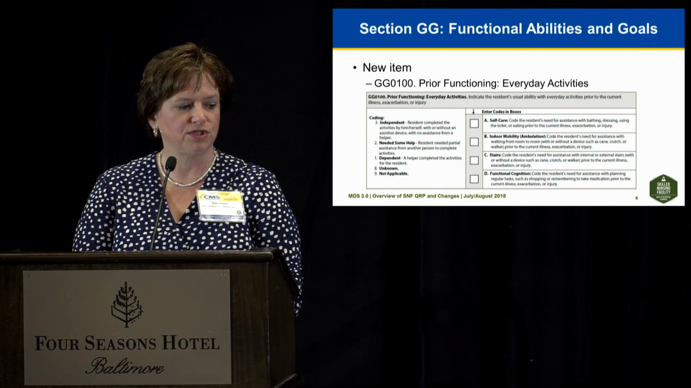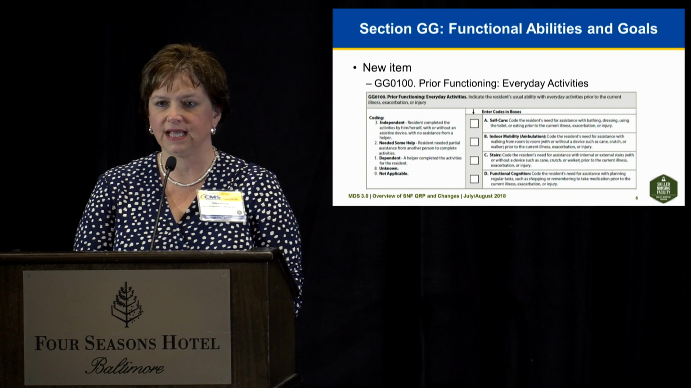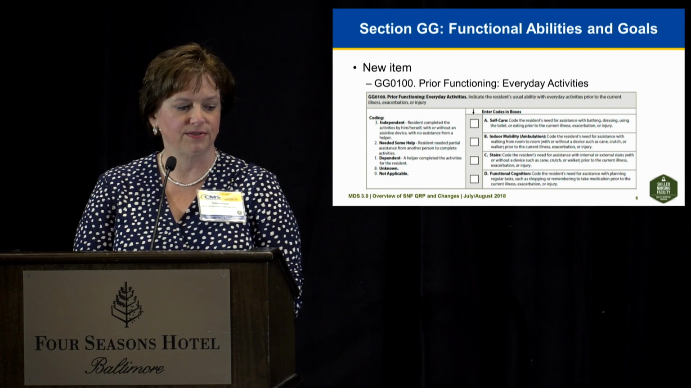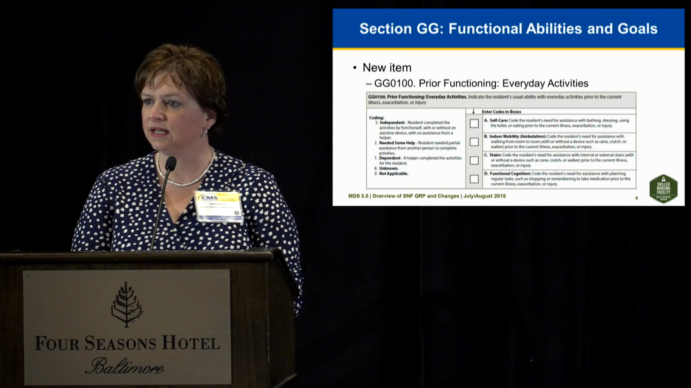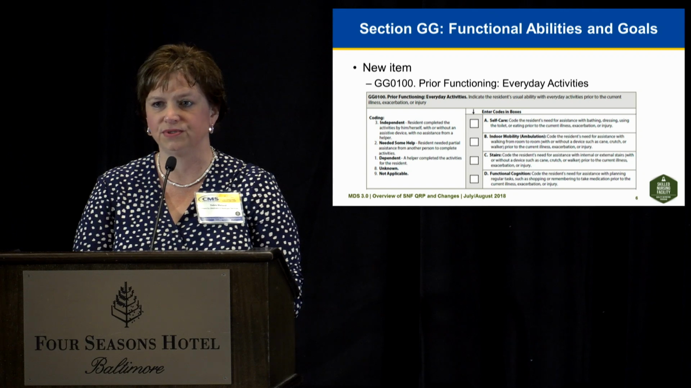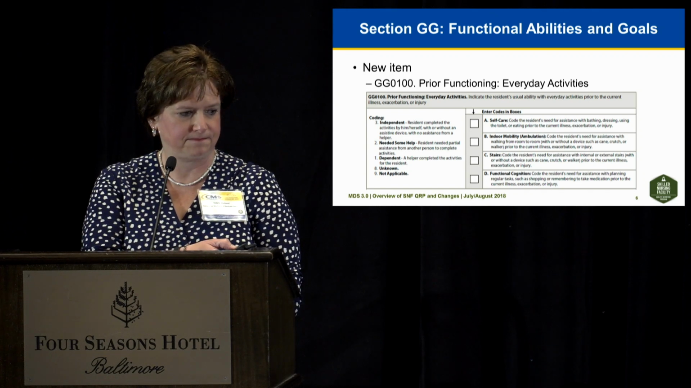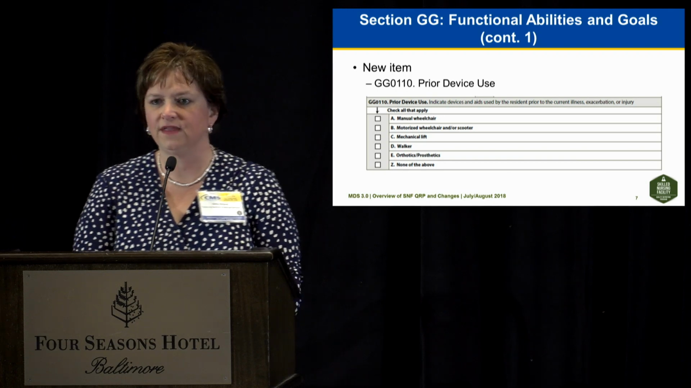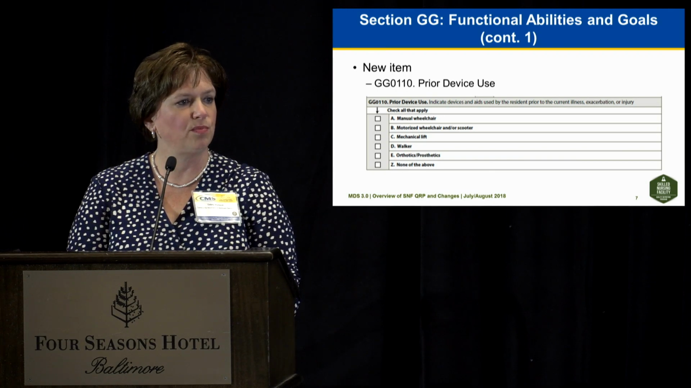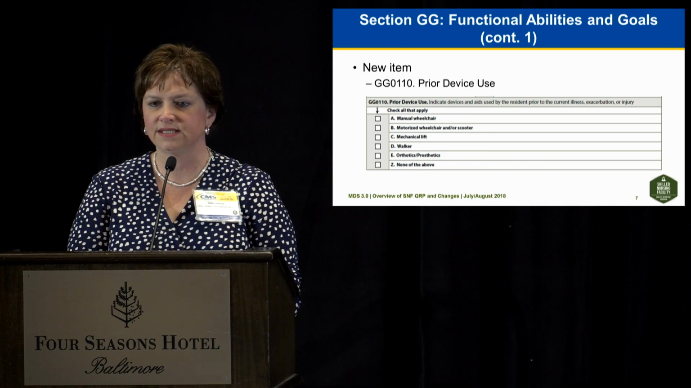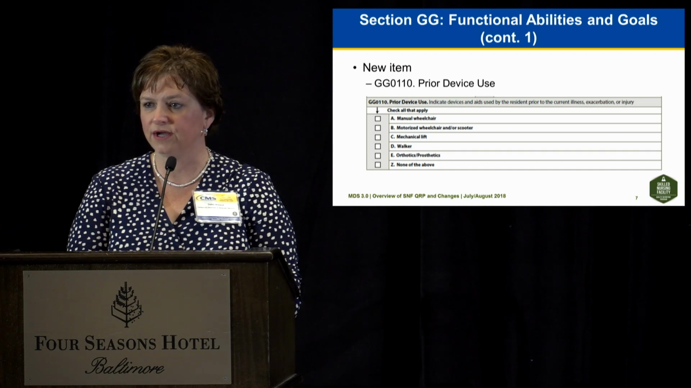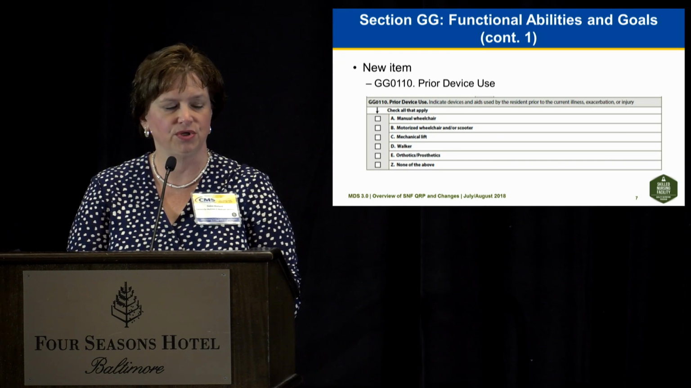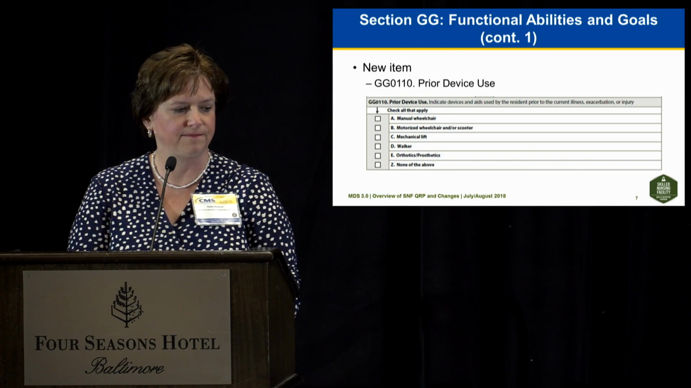And the sub-items for GG0100 are self-care, indoor mobility ambulation, stairs, and functional cognition. To the left there, you will see then a list of the valid values that are associated to those new items. The second new item then is GG0110, prior device use. This item allows you to identify the devices or aids that the resident used prior to their injury, exacerbation, or illness and admission to your facility.